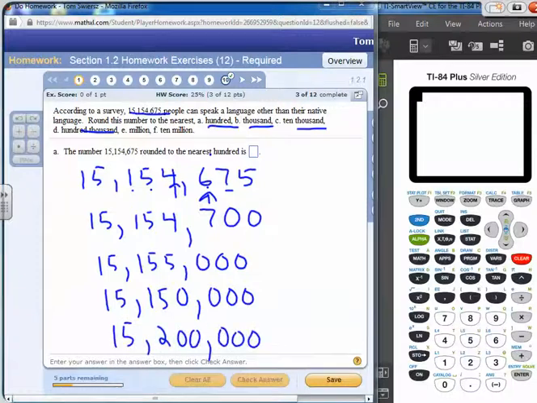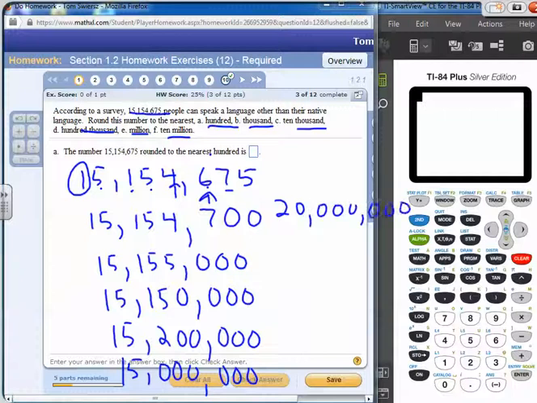we add 1, so it'd be 15,200,000. And finally, to the nearest million. Millions is the 5 right here. There's a 1 in the 100,000s, so we'd leave it just 15 million. And to the 10 millions, the 10 millions is the 1. There's a 5 after it, so we'd go up to 20 million. Let's try that again. 20 million, 20, comma, 3 zeros, and then 3 more zeros.